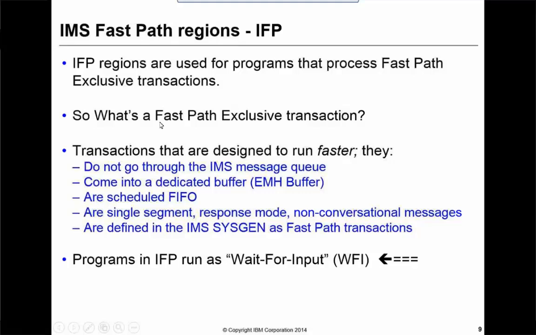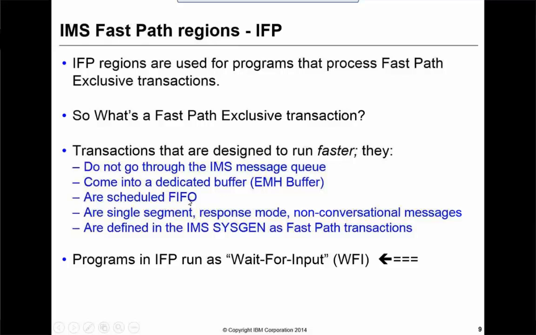So we actually have a place. Remember, non-FastPath transactions, when they come in, they go into the message queue pool. And if there's no room in the message queue pool, then what do we do? We move them out to the message queue datasets, right? And that can all impact performance. But not so with FastPath. Every FastPath transaction that comes in goes into a dedicated buffer called the EMH buffer. FastPath transactions are processed first in, first out, FIFO.